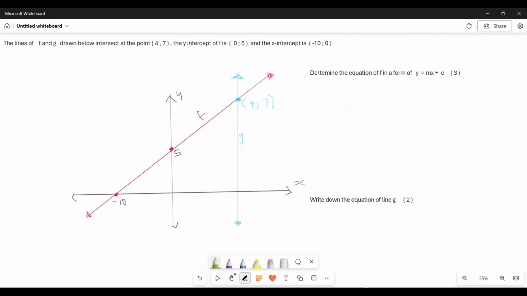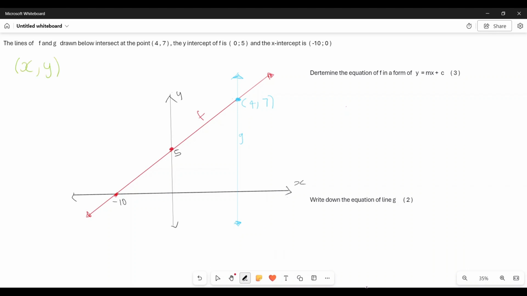Now proceeding on with functions, here we're given lines of f. Now f is indicated in red, and g is indicated in blue. These graphs are drawn below, and they intersect at point (4, 7). This is a point whereby the two graphs meet, whereby our x is equal to 4 and our y is equal to 7. Remember, your coordinates are in terms of x and y always.